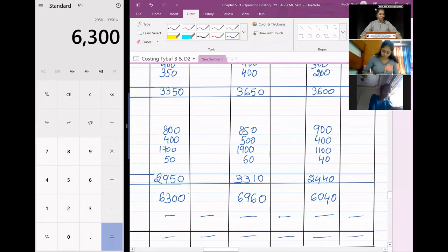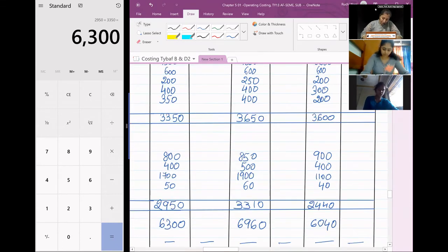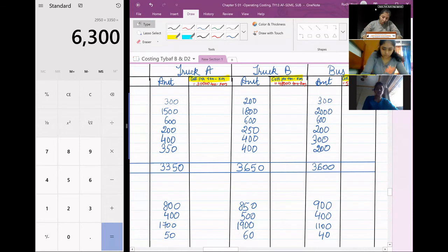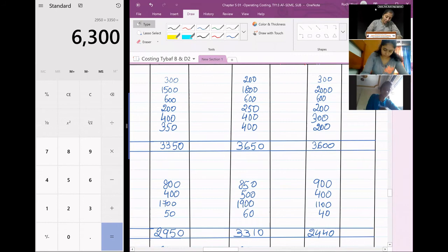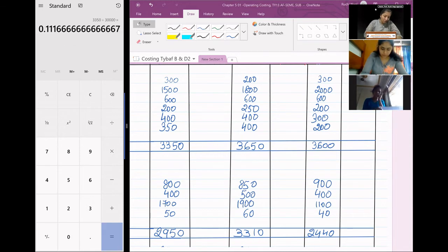Profit cannot be found in the sum because it's not there. Okay, अभी the easiest part. Calculate what CPU. Per unit निकालो. तो पहला क्या है? Denominator 30,000 ton kilometers ना. So 3350 divided by 30,000. The answer is 0.111. ठीक है, so 0.11.